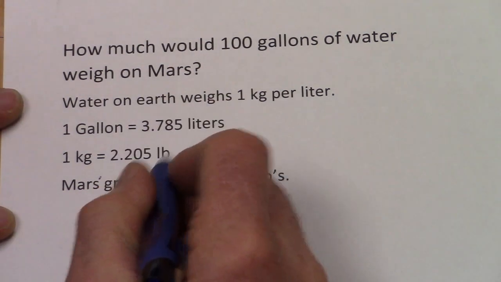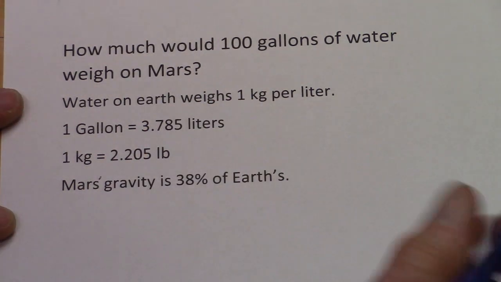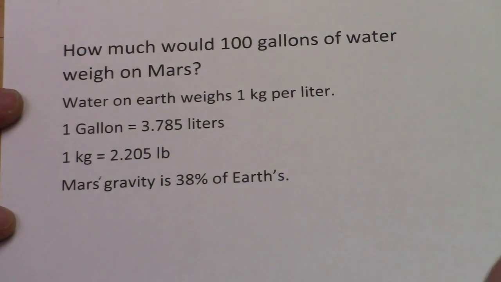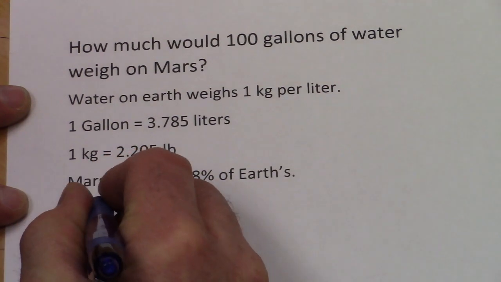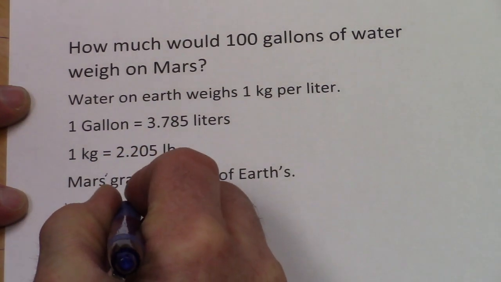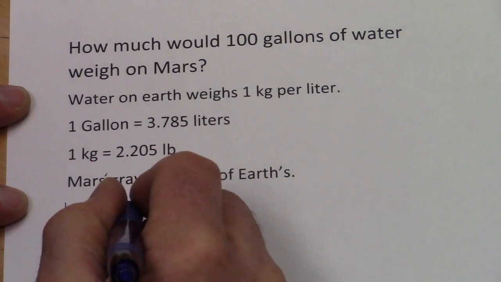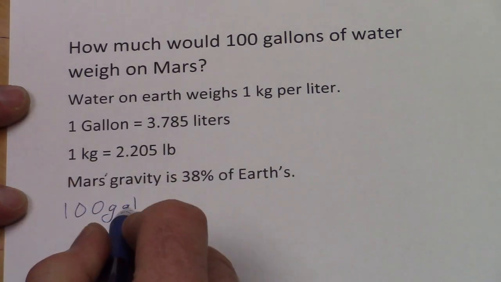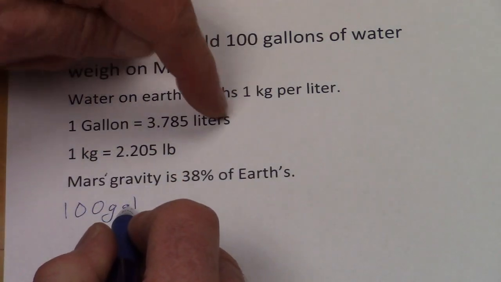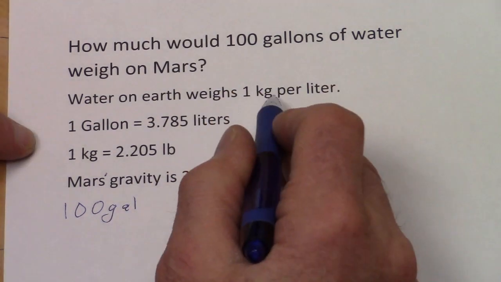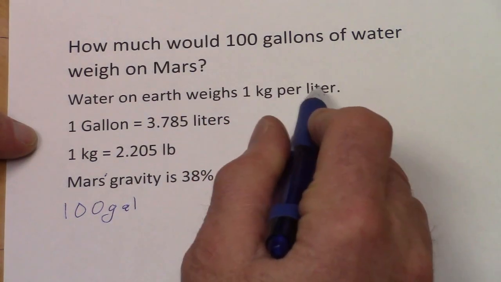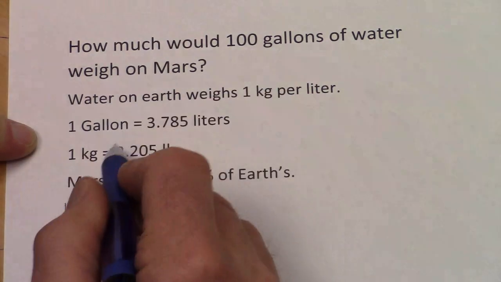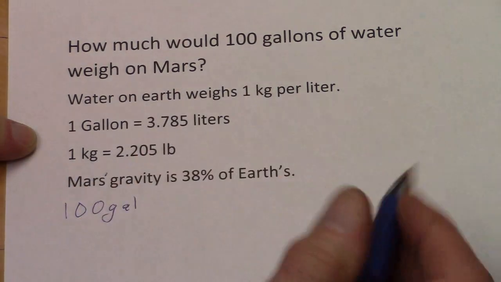So pounds is a weight, and I want to find out what this weighs in pounds on Mars. So I'm going to start with 100 gallons, and basically all it is, is a giant conversion. I'm going to convert gallons to liters, and then I know there's a kilogram per liter, so this relates kilograms and liters. I can change to kilograms, and from this I can use kilograms to pounds.